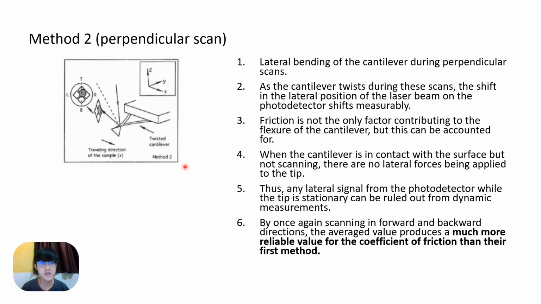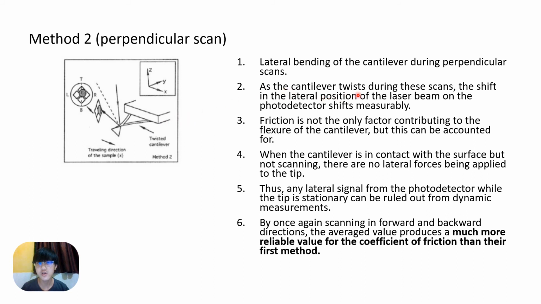So what is different is that you can see the cantilever over here is different from method one. The cantilever over the image here is twisted, and you see the image directed is not at the center anymore. So the step is basically over here, the lateral bending of the cantilever during perpendicular scan, like this, twisted.